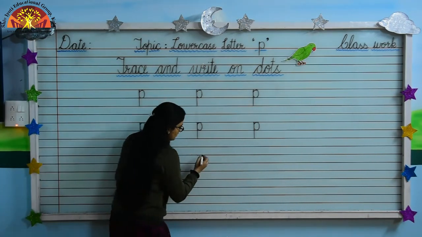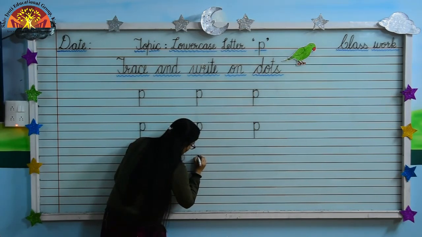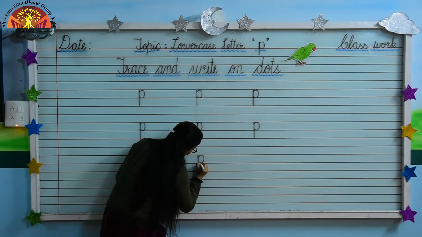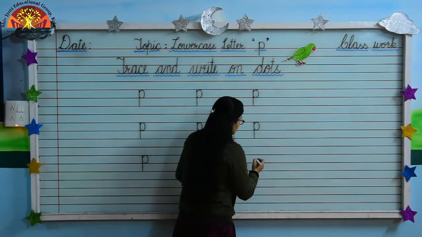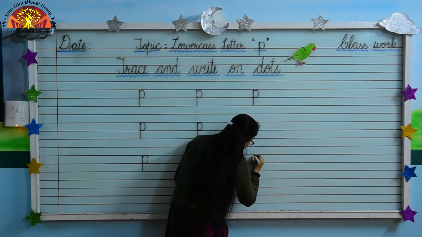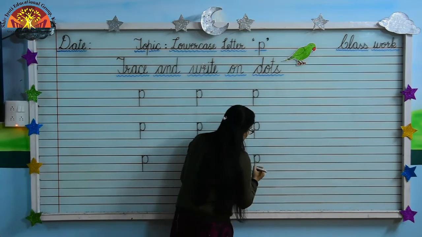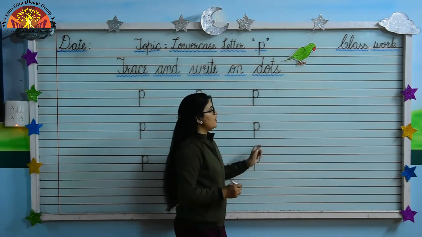Write it again. Put your pencil here and draw a standing line. Very slowly. Touch the line properly. And small curve below the starting point. Like this. Lowercase letter P. Write it again. Put your pencil here. Draw a standing line. Small curve. Lowercase letter P. P for parrot.